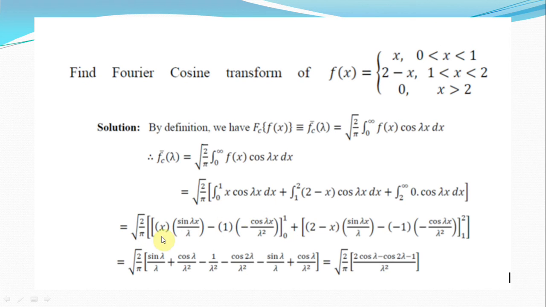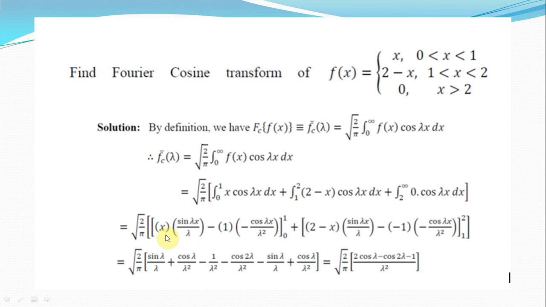So first function is x into integral of cos lambda x, which is sin lambda x by lambda, minus derivative of first function, derivative of x, which is 1, into integral of sin lambda x by lambda, and the integral is minus cos lambda x by lambda square. So initially for the integral we have the positive sign, and then it becomes a negative sign. Alternatively, the next term will have the positive sign, etc.